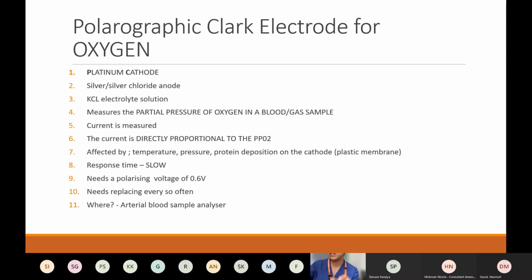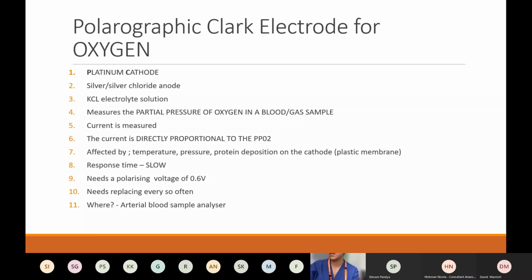And it's the current that's measured, and the current is directly proportional to the partial pressure of oxygen in that sample. There are a couple of things that it's affected by. It's affected by temperature, it needs to be kept at 37 degrees, and it's affected by pressure. And the plastic membrane is there to prevent or reduce protein deposition on the cathode.